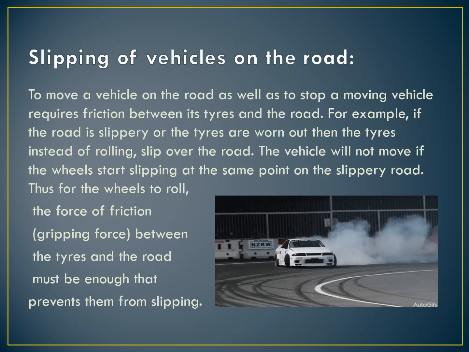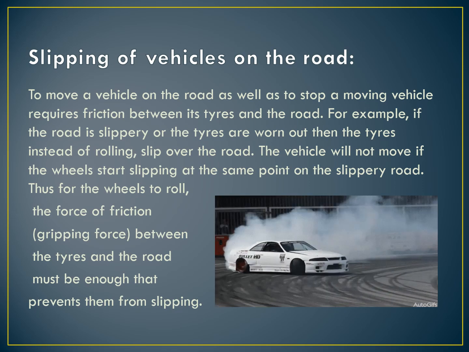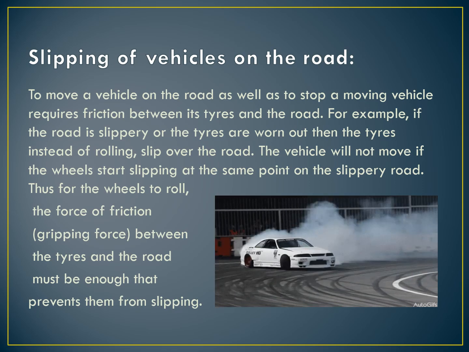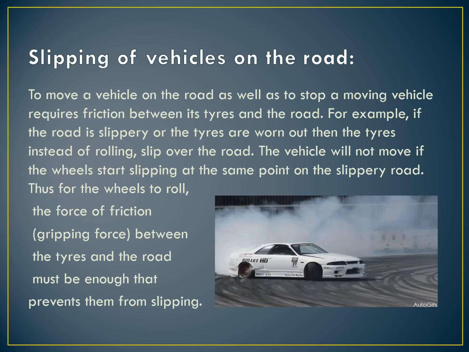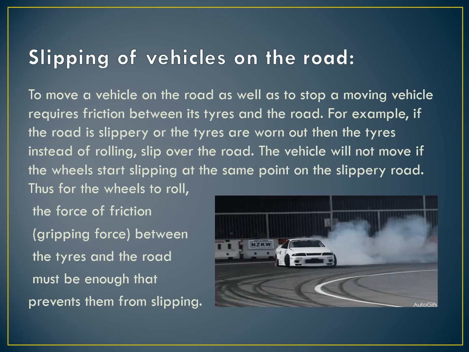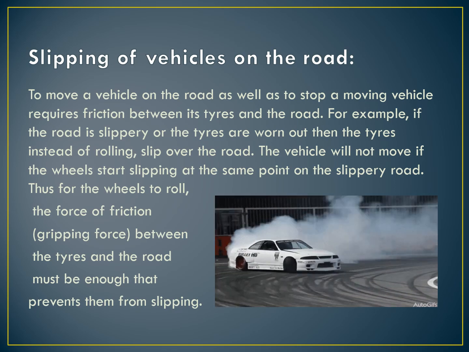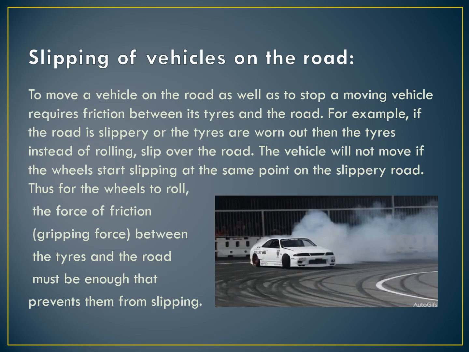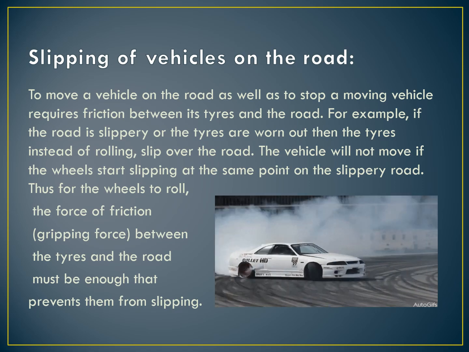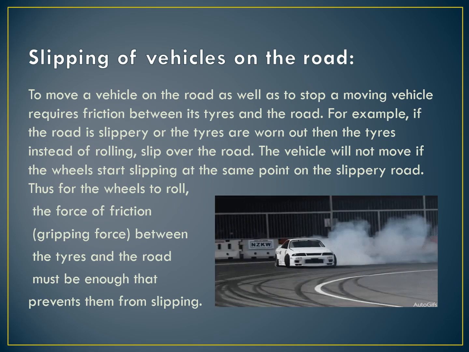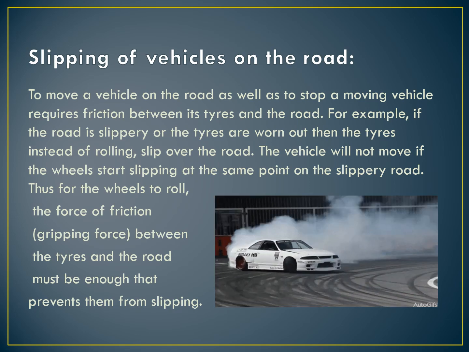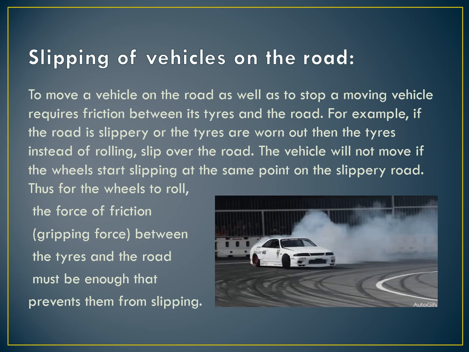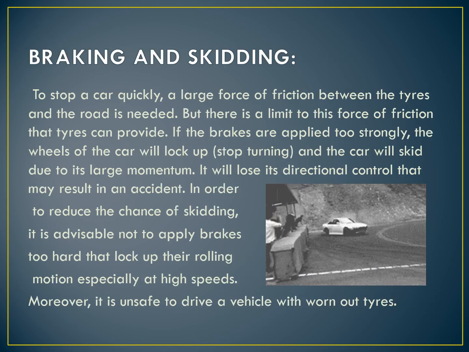Now the next topic is slipping of vehicles on the road. We know that in order to move a vehicle or to stop a moving vehicle on the road, friction between the tires and the road is required. So, if the road is slippery or the tires are worn out, then friction is not enough to roll the wheels. So, instead of rolling, the wheels slip over the road. Thus, for the wheels to roll, the force of friction between the tires and the road is necessary to prevent it from slipping.